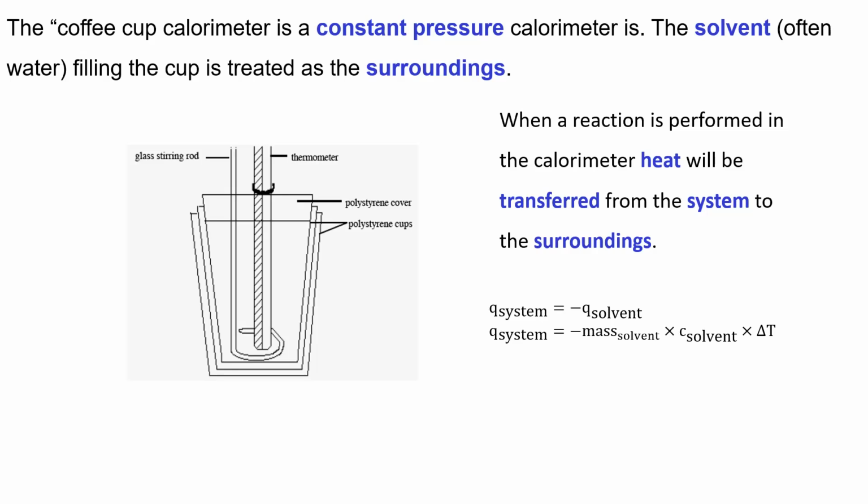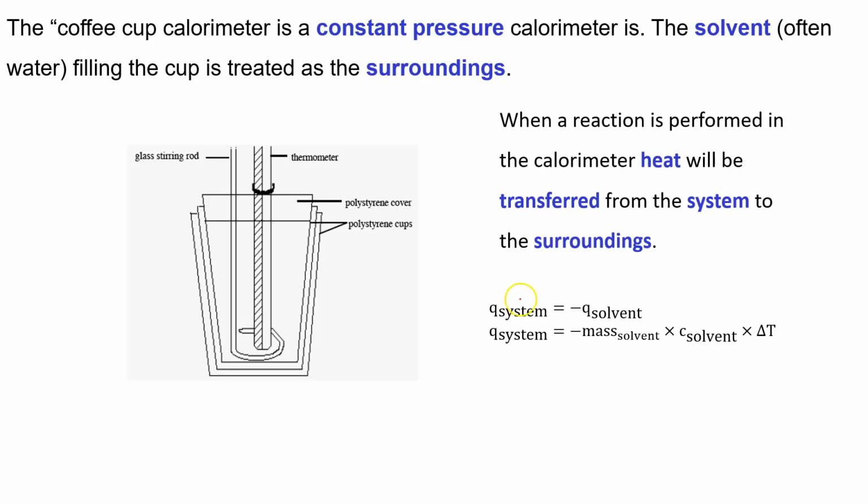So the coffee cup calorimeter is perhaps the most common example of a constant pressure calorimeter. Typically what we'll have is one or two polystyrene cups with some solvent in there, and we'll treat that solvent as being what we call the surroundings, and we'll be monitoring the temperature of the solvent. Often the solvent is water. When a reaction occurs in the solvent, heat will be transferred either into the solvent or out of the solvent, and we can monitor the change in temperature of the solvent.